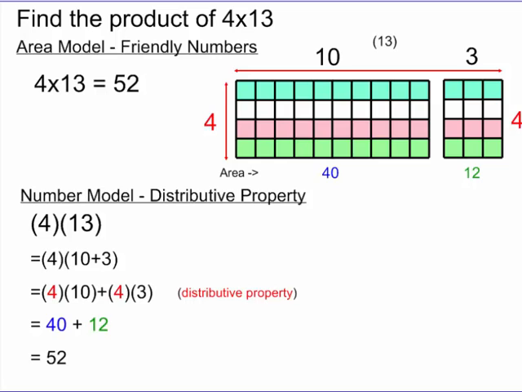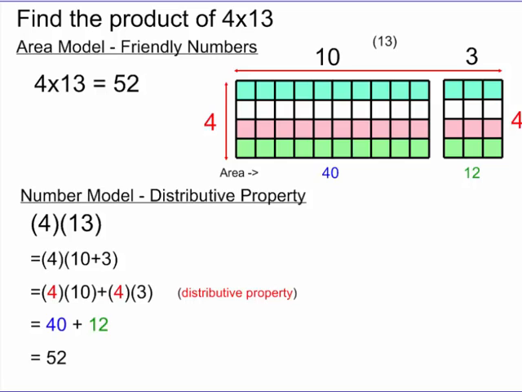We've also looked at the area model for 4 times 13. We know the answer, or this product, is 52. So if I look at the number model here, I'm going to break down the 13 into smaller pieces, in this case a 10 plus a 3, so some fairly friendly numbers.